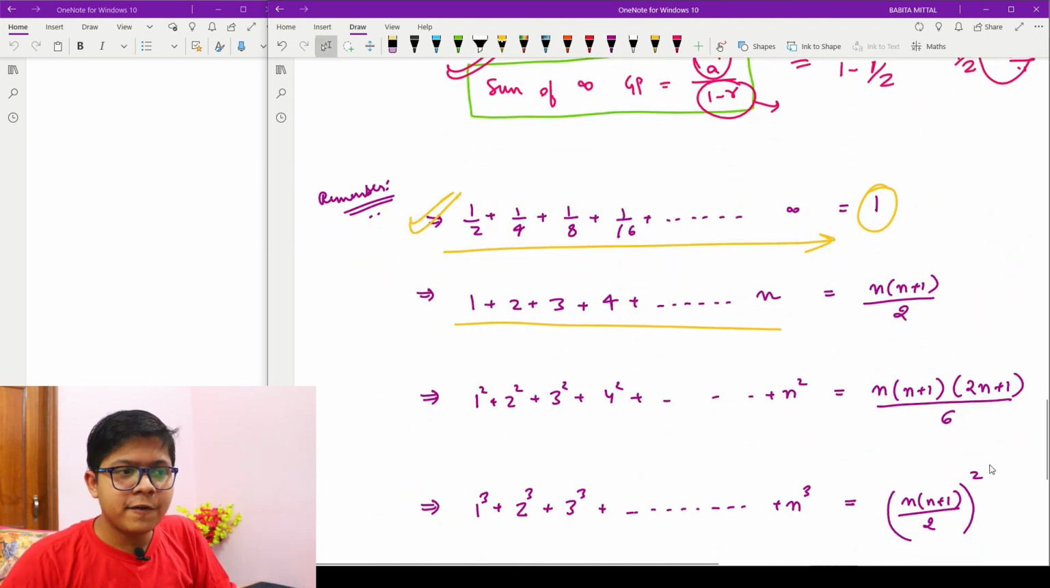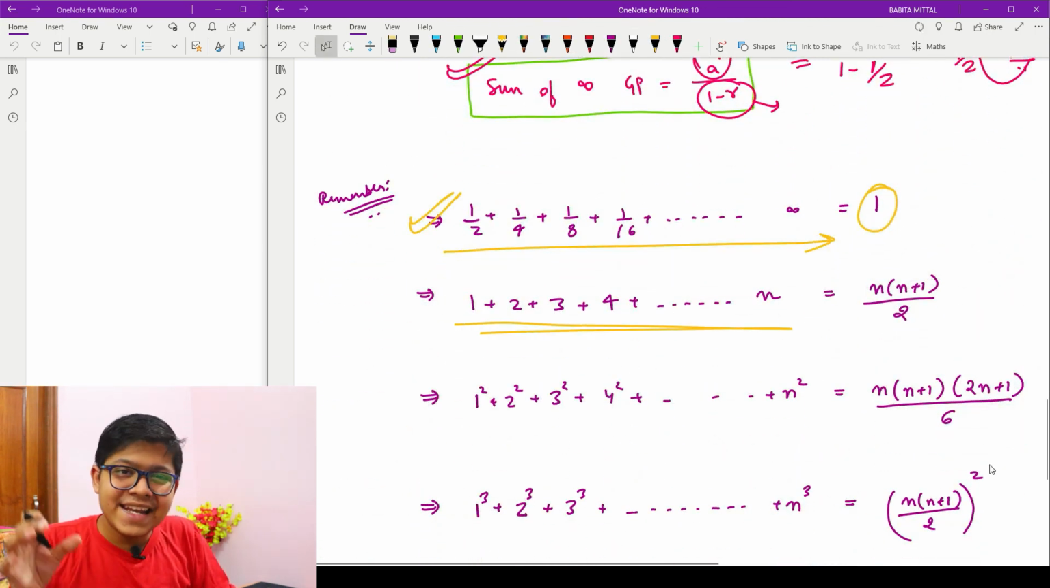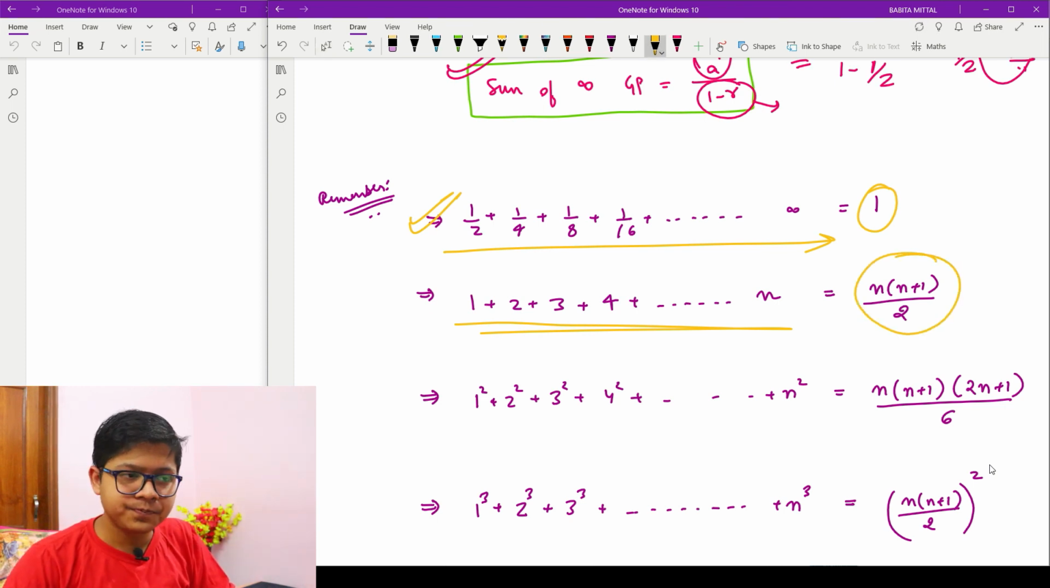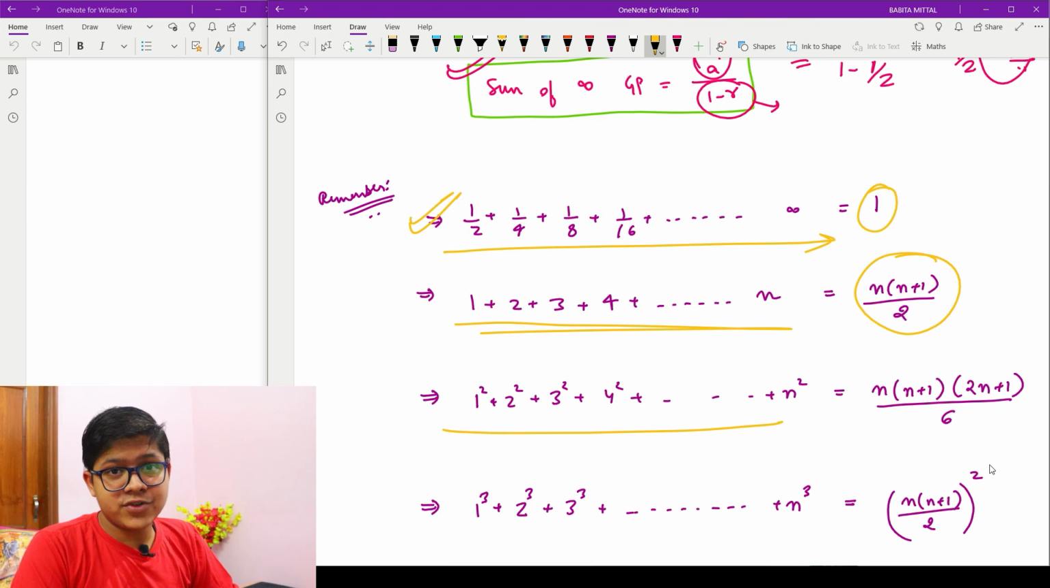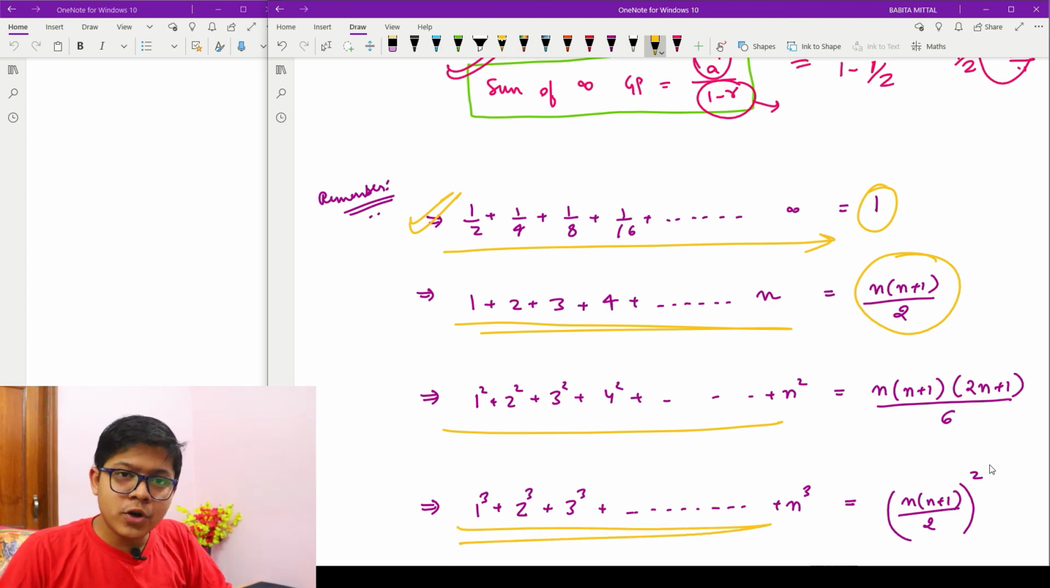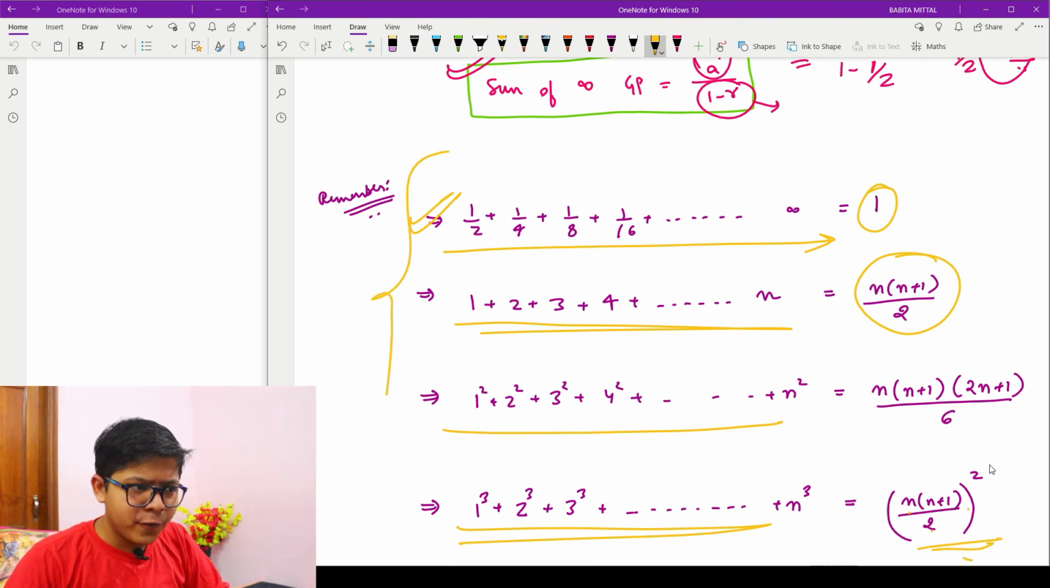Then the sum of my first n consecutive natural numbers will be nothing but n into n plus 1 by 2. The sum of squares of n consecutive natural numbers will be nothing but n into n plus 1 into 2n plus 1 by 6. The sum of cubes of n consecutive natural numbers is nothing but n into n plus 1 by 2, whole square. So these are the 4 series, or you can say the formulas, which you need to remember.